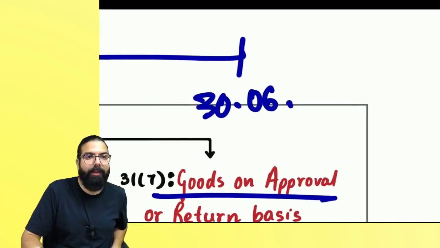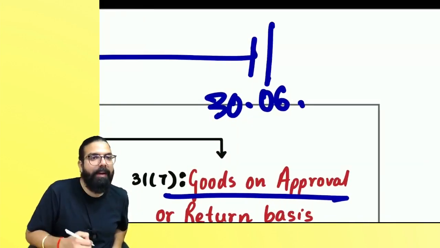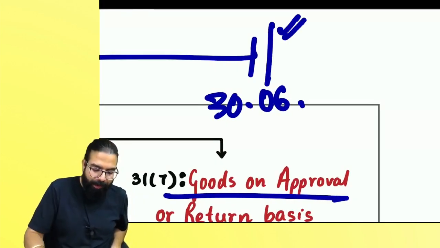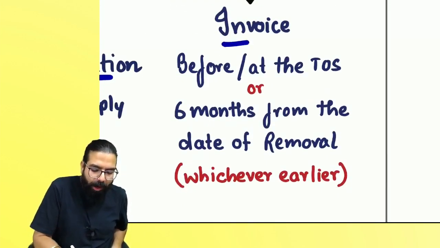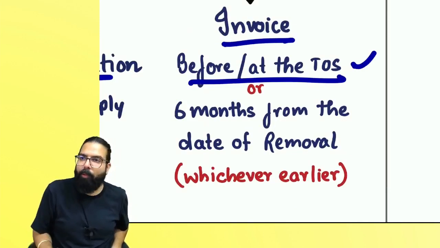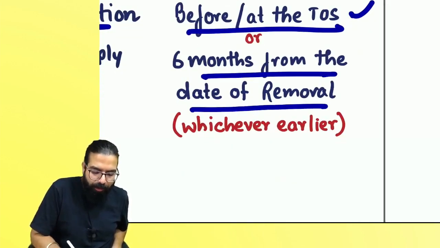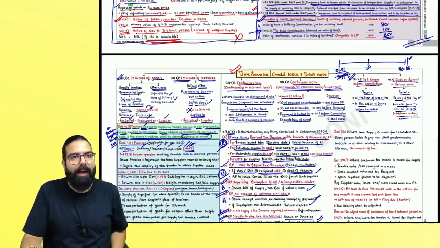If approval is not given within 6 months, once the 6 months gets over, the very next day you should go ahead and raise the invoice. It says over here, invoice at the time of supply means when the approval is given, or 6 months from the date of removal, whichever is earlier. Can I go ahead, everyone?